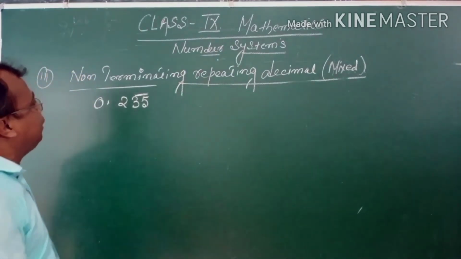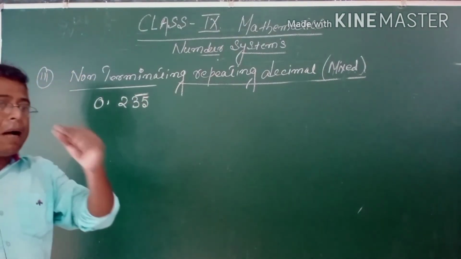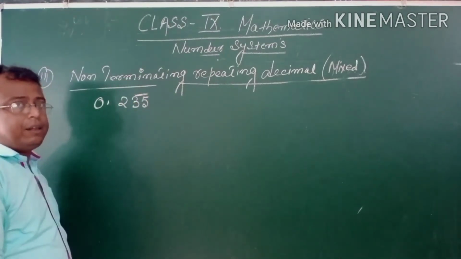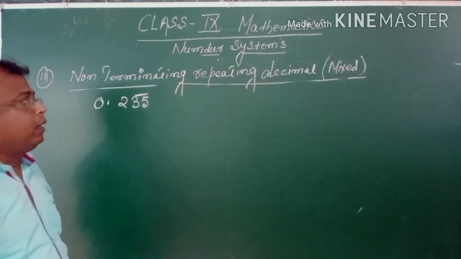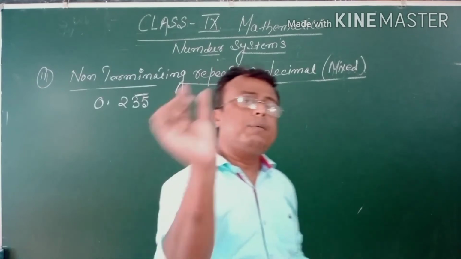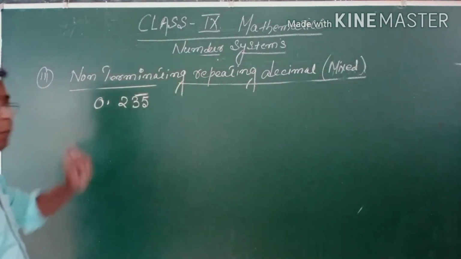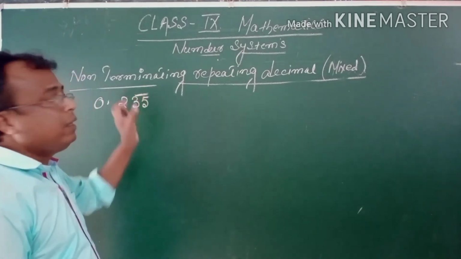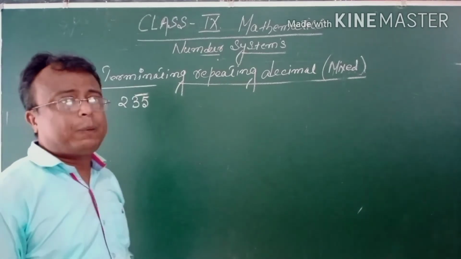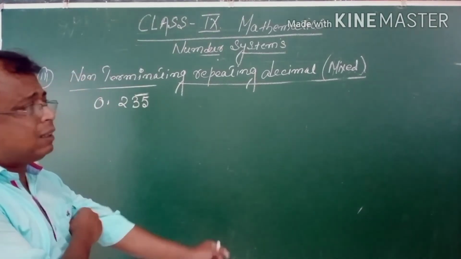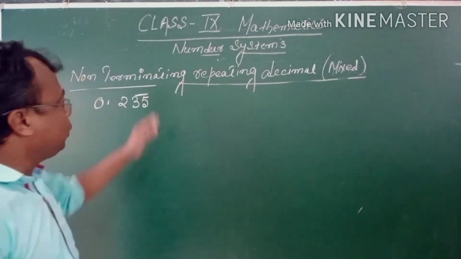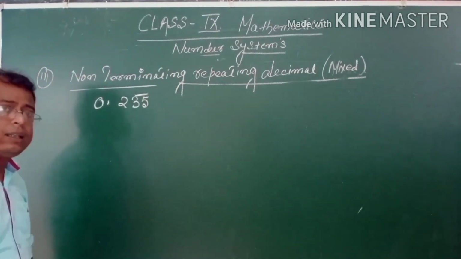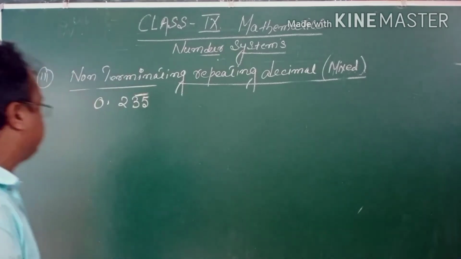Let us see. Now you see here in this case the bar is upon 3 5 only. Means this 3 5 is repeating again and again, but this 2 is not repeating. In our earlier case a block of digits was repeating again and again. Now here one digit is not repeating, that is the digit 2, but the digits 3 5 are repeating again and again. So that type of decimal expansion is called mixed non-terminating repeating decimal. So let us discuss how to express this type of number in p by q form. So let us see this one.